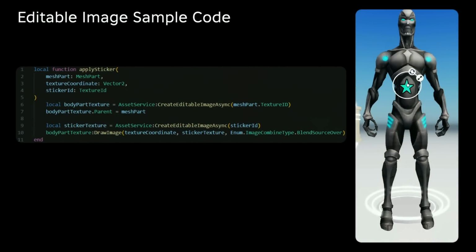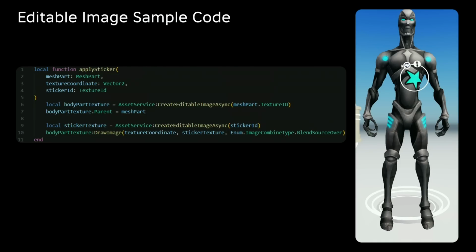Next, we are going to look at editable image. Through editable image, we get access to the texture of the mesh part. In this example, we have a function called apply sticker that adds a sticker onto a certain body part on the avatar. We pass in a mesh part, which is the body part, to this function. We also pass in a texture coordinate, which is basically a vector 2D. This is the position of where the sticker is going to get applied in texture space. And a texture ID, which is basically the sticker ID.